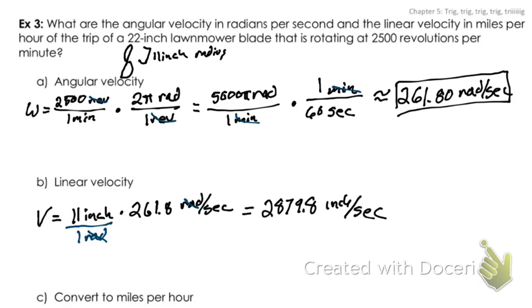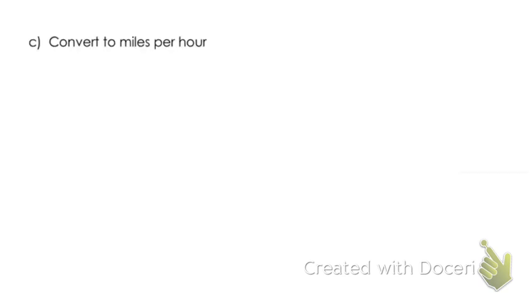The last thing we need to do is convert that to miles per hour, because it did ask for a linear velocity in miles per hour. We have a linear velocity, it just happens to be in inches per second. So we need to change the inches to miles, and we have to change the seconds to hours. So let's go ahead and do that. We're going to convert to miles per hour. So we're starting with 2879.8, and we have inches per 1 second.